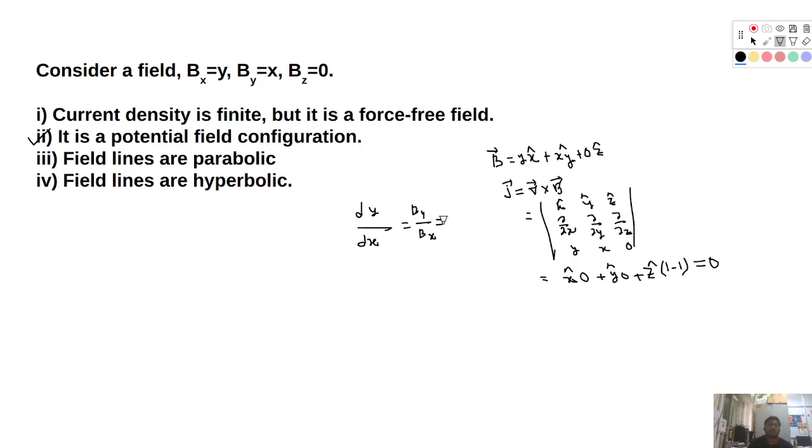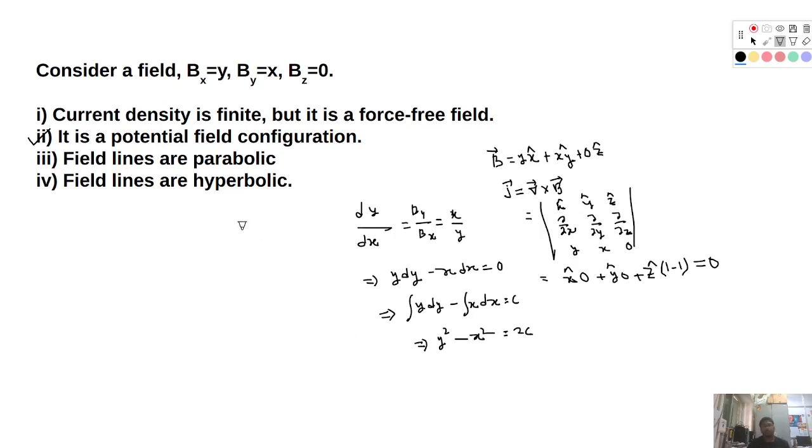So by is your x, bx is y, okay? So you have y dy minus x dx, which will be equal to 0, right? Now if we just do the integration of it, y dy minus x dx, that should be equal to c, right? So we have y square minus x square equals 2c. So this is not a parabolic curve, right?